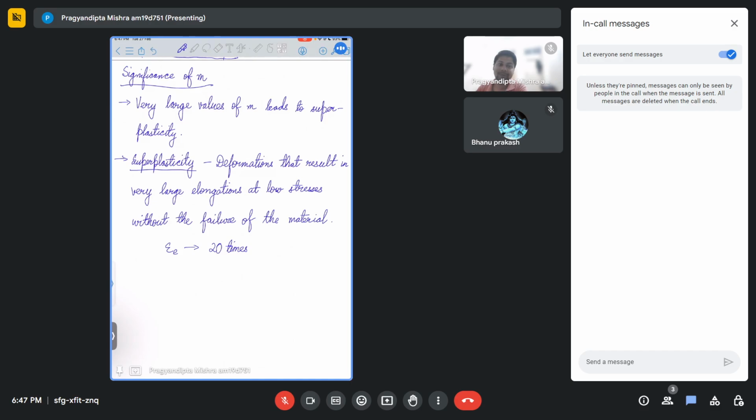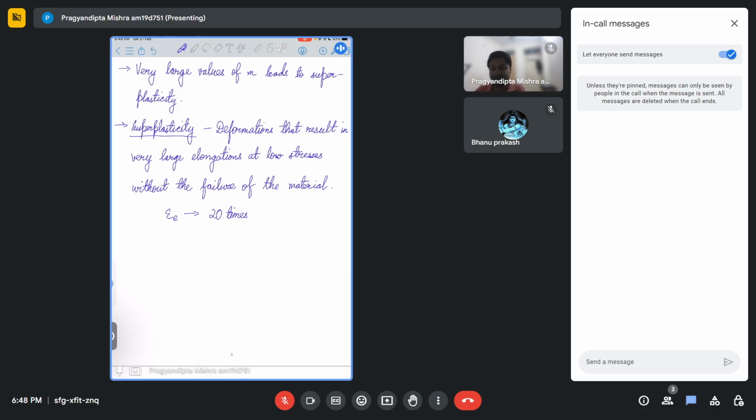So this is very useful in some applications, because you want to draw out materials. You want to draw out wires or roll out sheets, so in these cases you want to ensure that they become very thin and very long. In those use cases, you would ensure that your temperature remains very high so that your m value goes up, and therefore you will see a large amount of elongation. Okay, so this is another thing that you can remember.